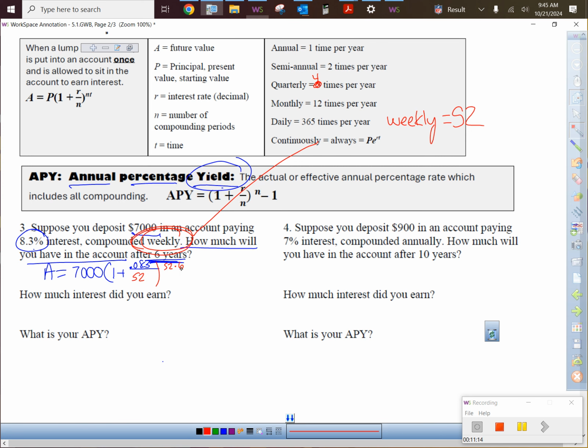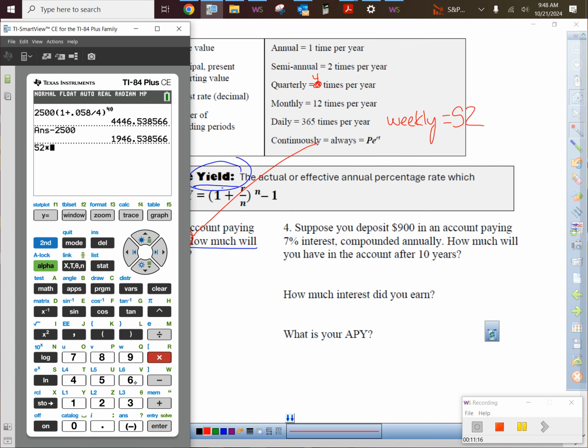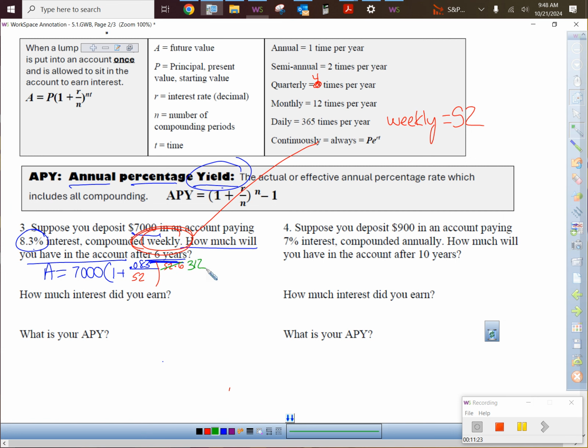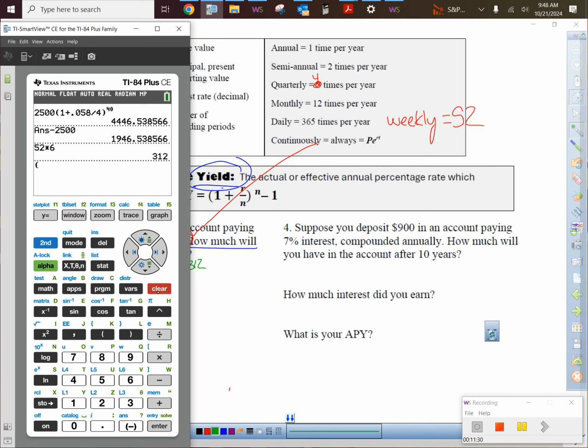So I'm going to figure out 52 times 6 first. That is 312. So I'm going to actually raise this to the 312th power. Let's punch that in. We should definitely get more than 7 grand because we're starting with 7 grand. Make sure you can punch it because that's the whole trick of all of this. So 7,000 times 1 plus 0.083 divided by 52. Close your parenthesis up. Raise it to the 312th power.